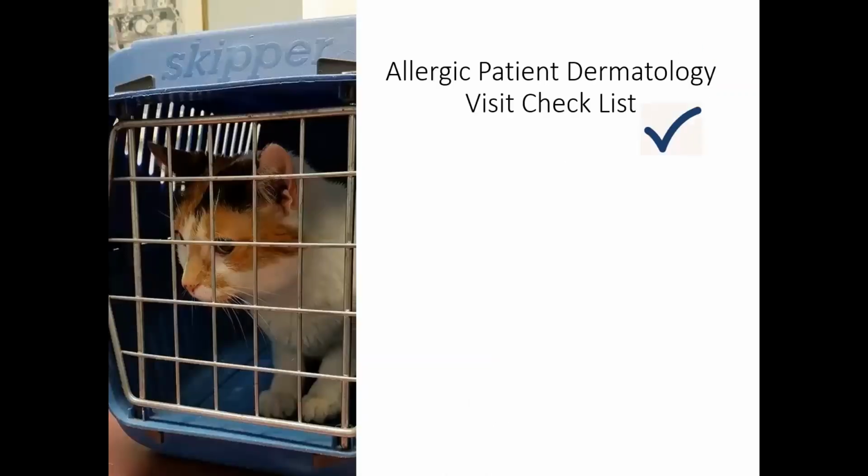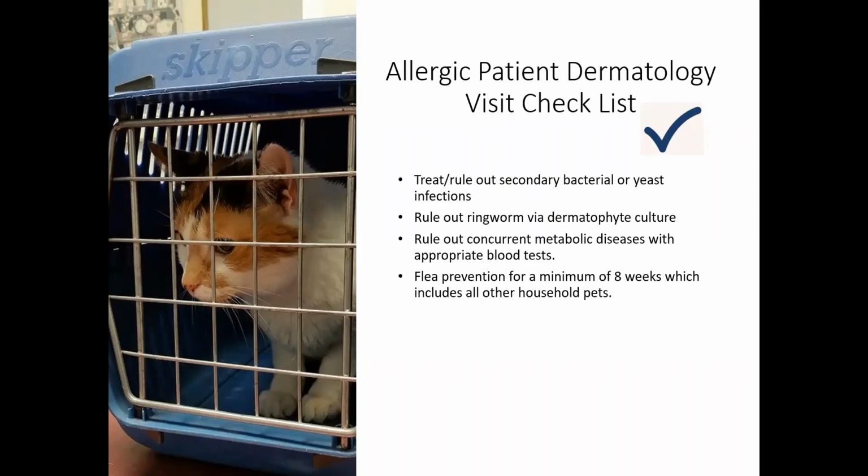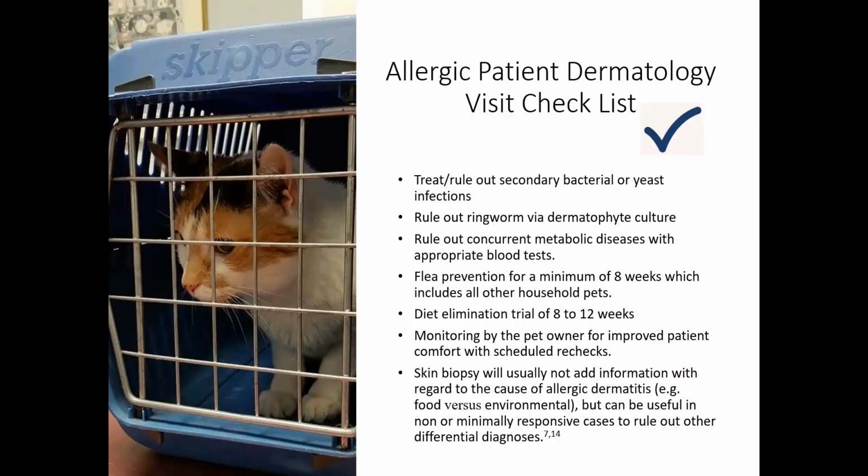Let's look at an allergic patient dermatology visit checklist. Treat, rule out any secondary bacterial or yeast infections. Rule out ringworm. Rule out concurrent metabolic diseases with appropriate blood tests. Flea prevention for a minimum of 8 weeks, which includes all other household pets. Diet elimination trial of 8 to 12 weeks. Monitoring by the pet owner for improved patient comfort with scheduled rechecks.